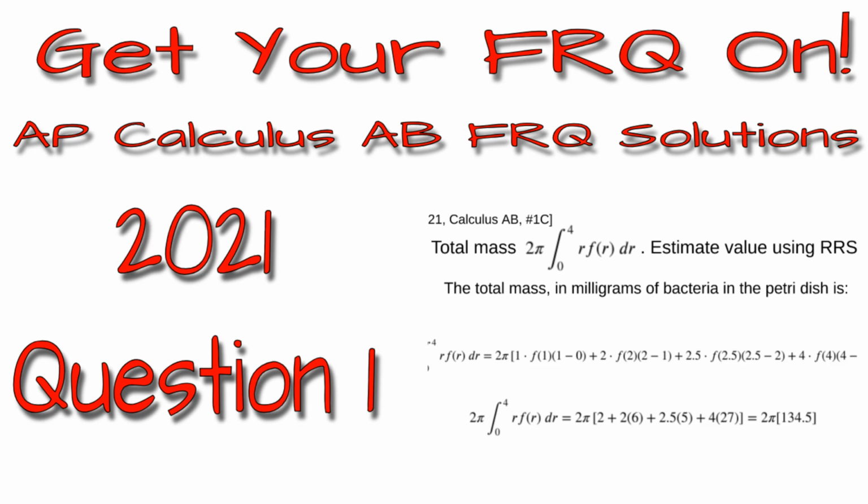This question is from 2021. It's question 1, and it is calculator active. In the question stem, we are considering the density of a bacteria population in a circular petri dish at a distance r centimeters from the center of the dish. This density is given by an increasing and differentiable function f, and f of r is measured in milligrams per square centimeters. We are also provided with a table for selected values of r and f of r.